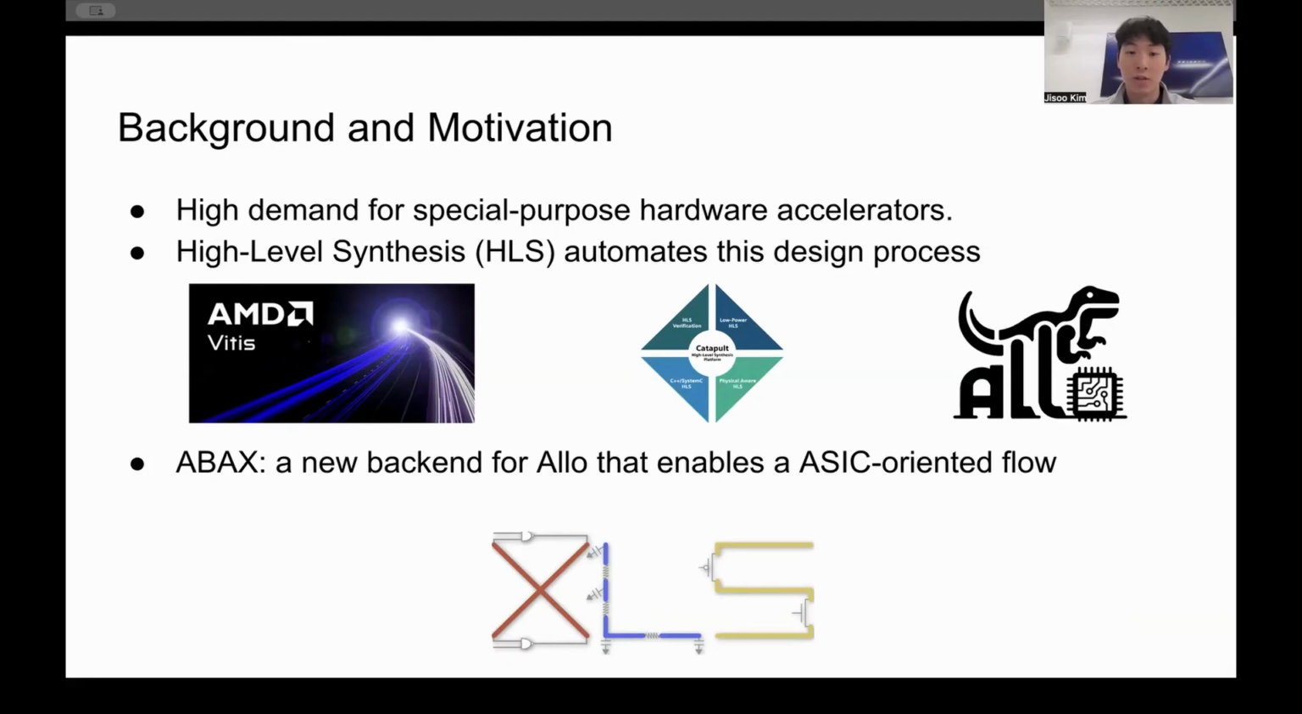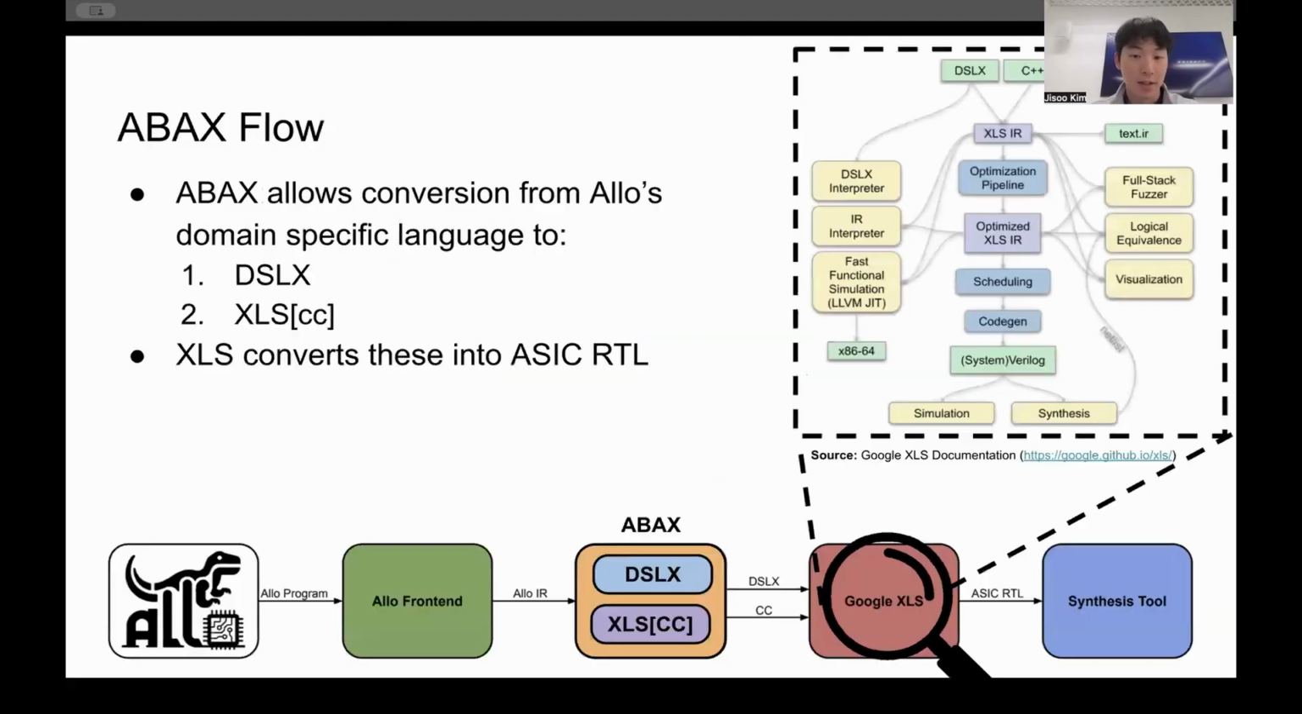Throughout this project, we specifically looked into Allo, a Python-based framework that targets spatial accelerator designs and compiles them to FPGA RTL. In an attempt to make Allo more versatile, we extended its capabilities to target the ASIC flow as well. We introduced our final project, ABAX, ASIC Backend for Allo and XLS. XLS is an HLS tool presented by Google that generates Verilog and SystemVerilog for ASIC design.